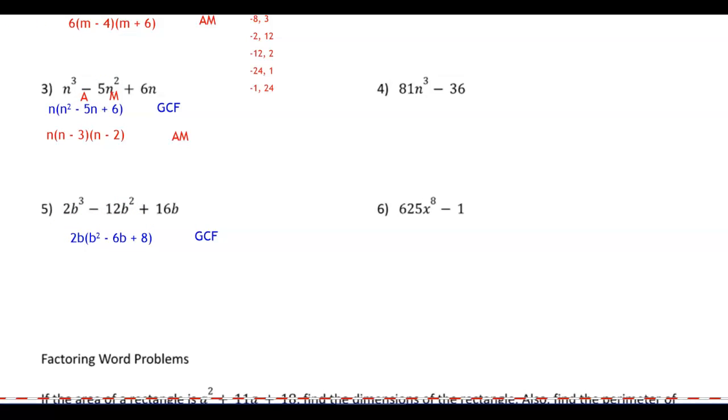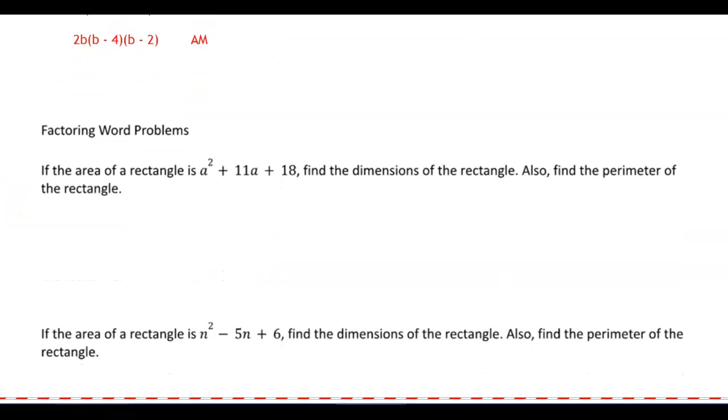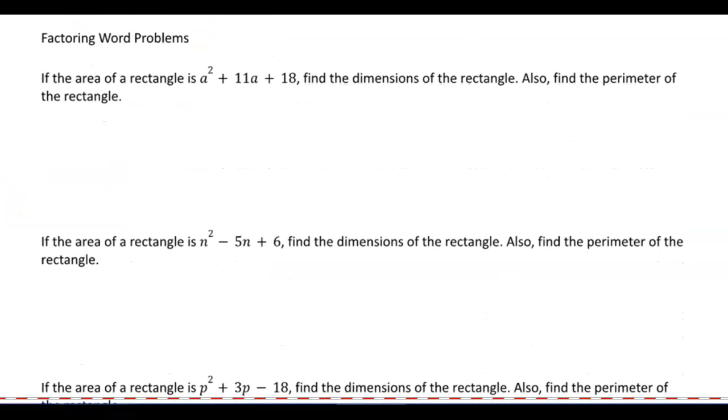Of course, we're going to try to use that AM method again. So here's what it looks like. Okay, our correct and complete answer is 2b times b minus 4 times b minus 2. And you know that minus 4 and minus 2 come from the factors of positive 8, and they add up to negative 6.